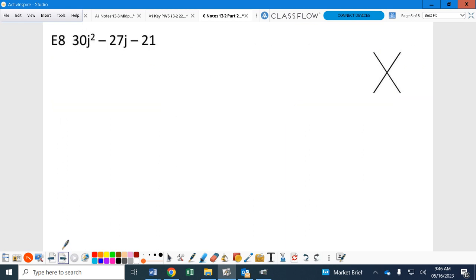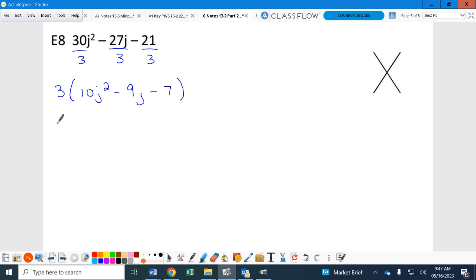Okay, for our last one, is there a GCF that'll go into all of them? Yes or no? 3. Everything can divide by 3. 3 goes out in front. That's a GCF for all of it, so it's got to live in the front. It's going to stay there the whole way down. That's going to leave me 30 divided by 3, which is 10j squared, minus 27 divided by 3, which is 9j, minus 21 divided by 3, which is 7.